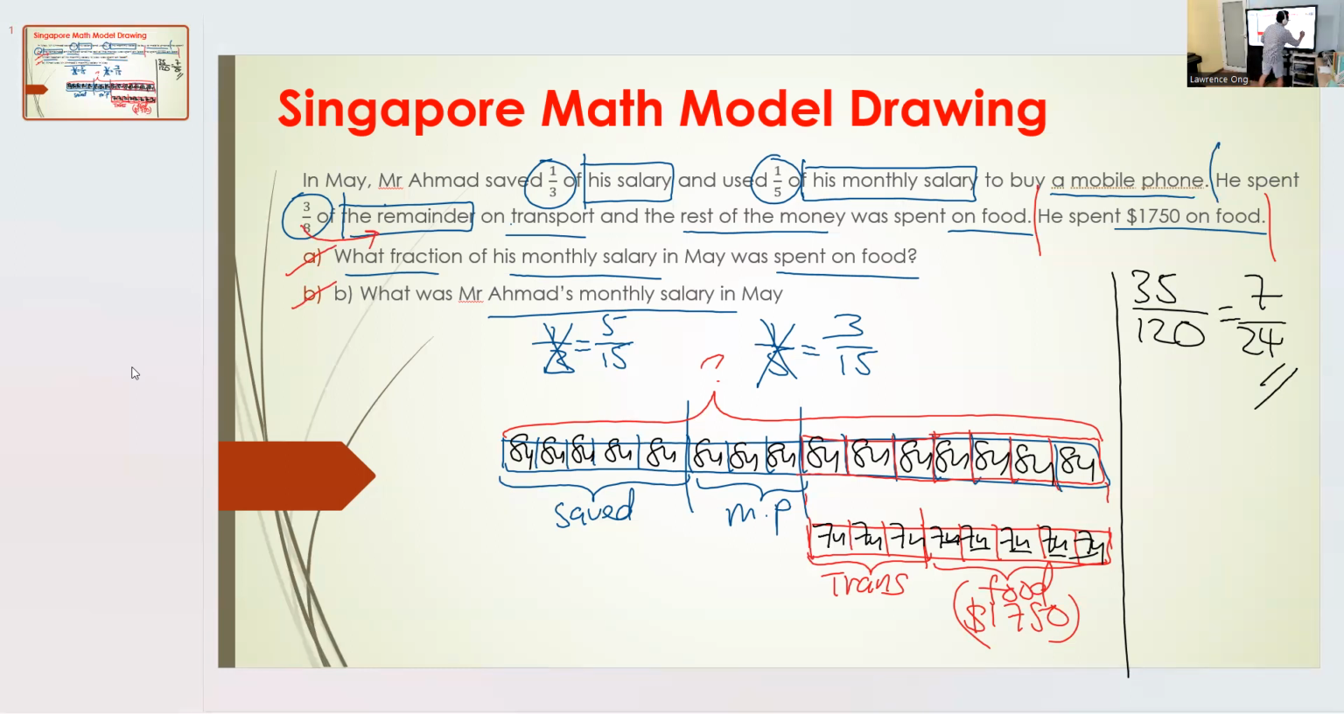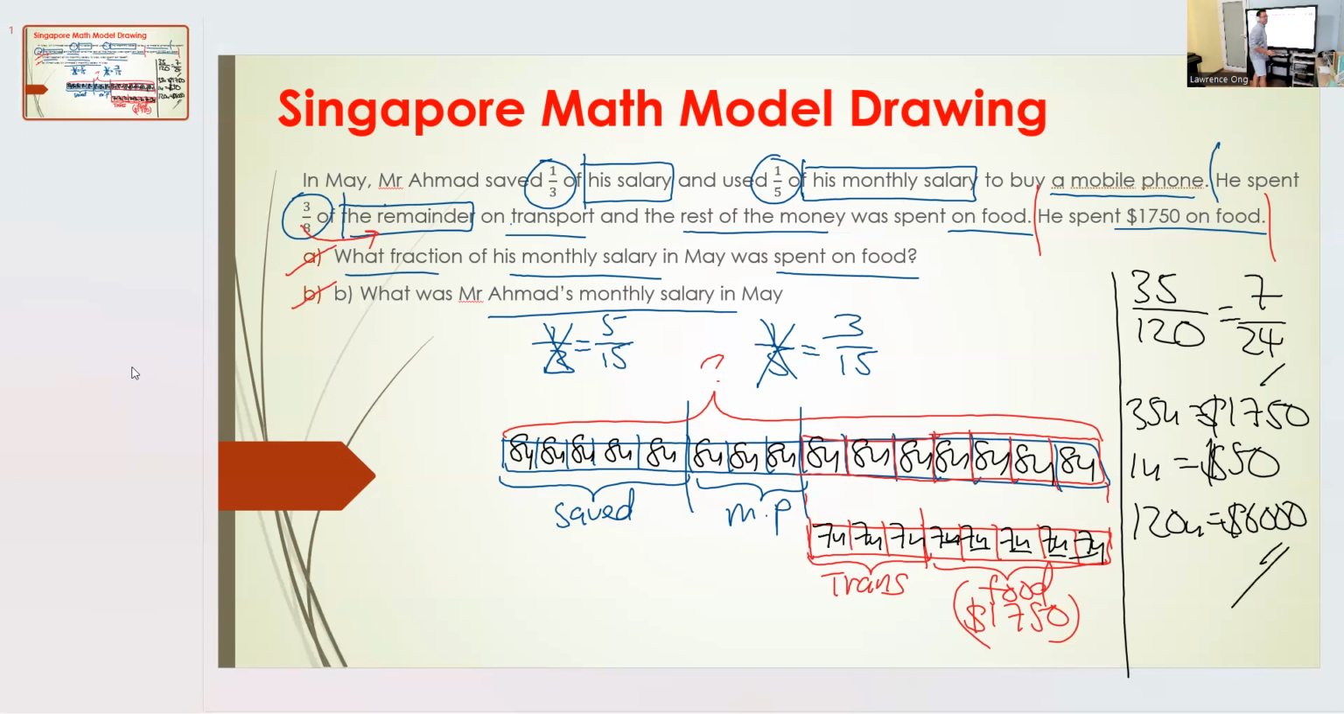So you look at the model, you can see that 35 units are spent on food. So that will be $1750. So can you find how much is 1 unit? So 35 units is 1750. So your 1 unit will be 1750 divided by 35. And you will get 1 unit is $50. And can you find how much is the monthly salary, which is 120 units altogether? So 120 units will be 120 times 50, and you will get $6,000.